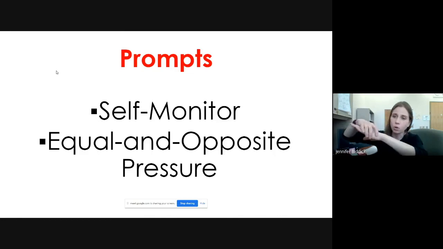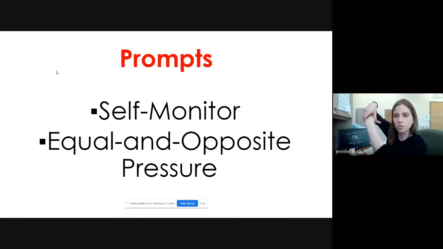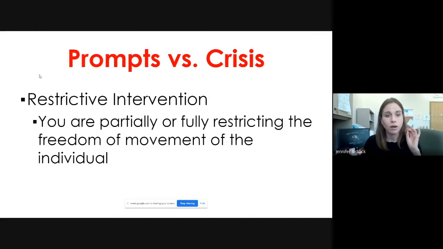I oftentimes would almost just use my fingertips, and it did take a lot of practice to use a light touch while still being errorless and not allowing the student to make errors in the teaching process, but providing that light touch or even an open hand so there's space in between the learner and my hand. So I'm doing that light touch and making sure that, when we are providing certain prompts, we are not restricting that freedom of movement.